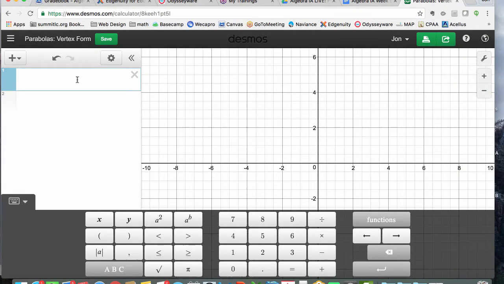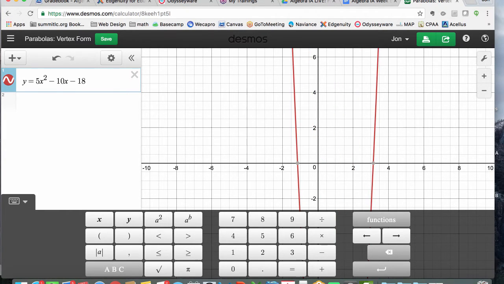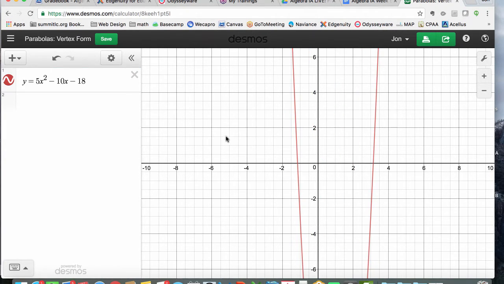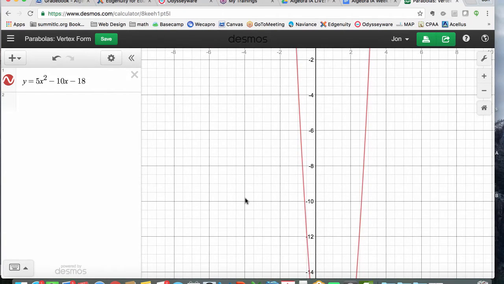Okay, here I am at our Desmos calculator. I'm going to put y equals 5x squared minus 10x minus 18. Let's start by first finding the y-intercept.